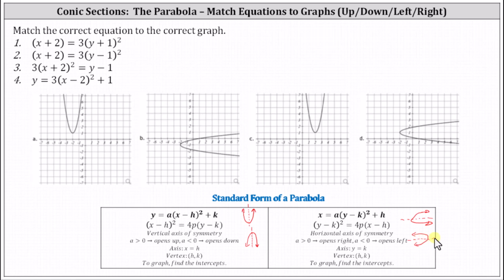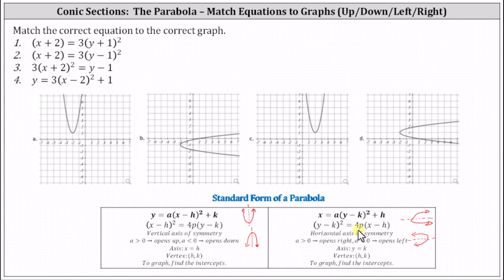The equation of the axis of symmetry is y equals k, the vertex is h comma k, and again, to find additional points, we would determine the intercepts. But again, using this second equation, the absolute value of p indicates the distance from the vertex to the focus, as well as the vertex to the directrix.